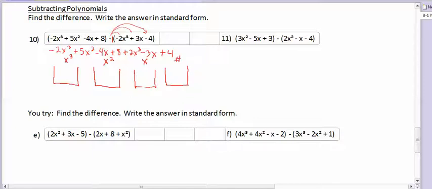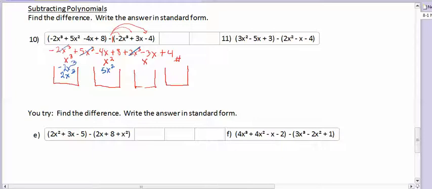Okay, I'm going to change the color so I don't get confused with my bucket titles and my numbers that I'm putting in my bucket. Okay, so I have negative 2x to the third. That's going to go in that bucket, so I'm going to cross that off. Do I have any more x to the thirds? I do. I have a positive 2x to the third. Do I have any more x to the thirds? No. And then I have 5x to the second. Any more x to the seconds? No, that looks like them all.